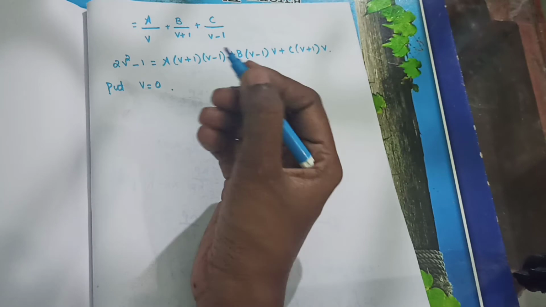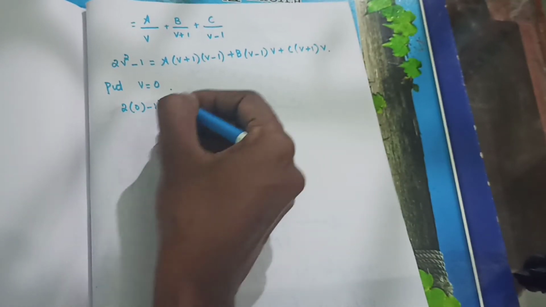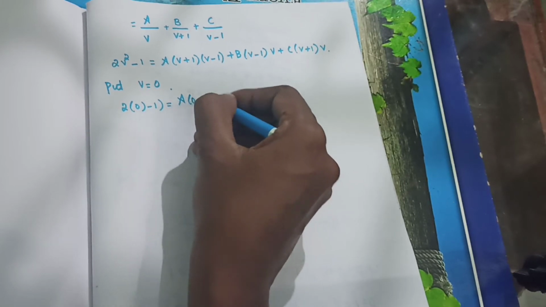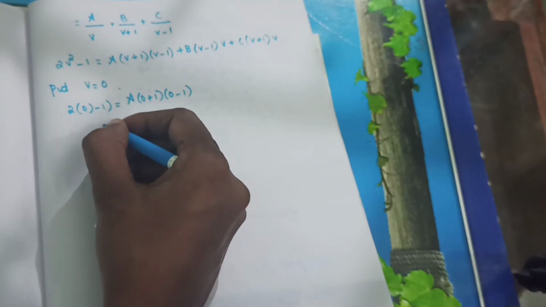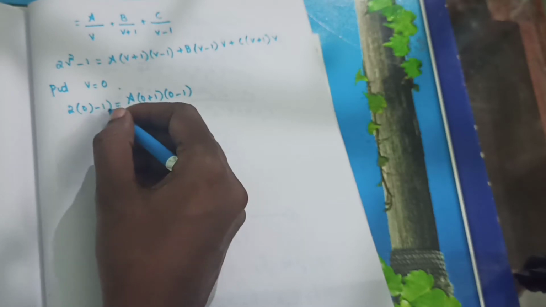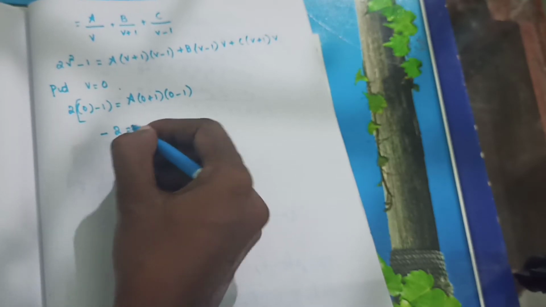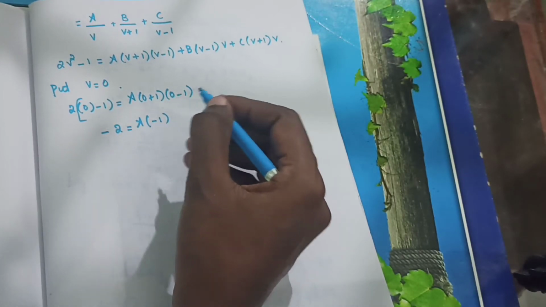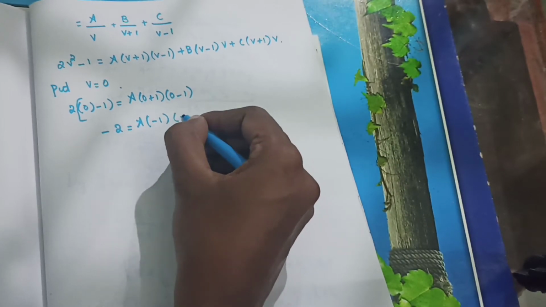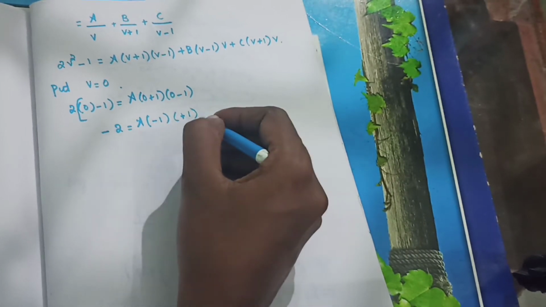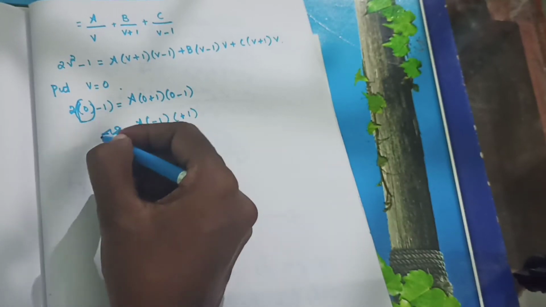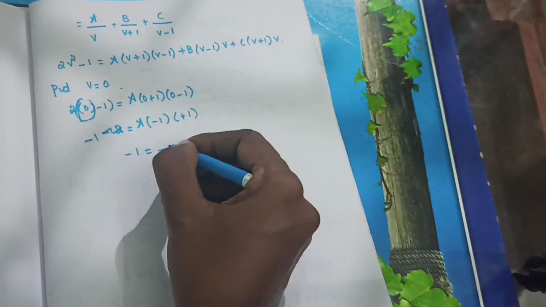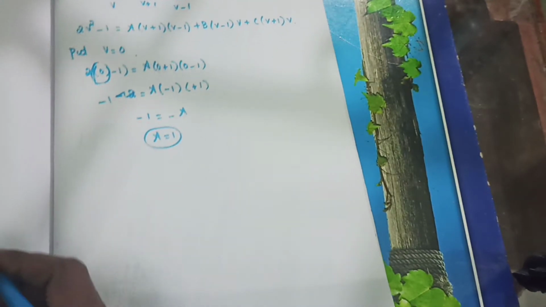Put v equal to 0. In the place of v substitute 0. 2 into 0 minus 1 is equal to a into (0 plus 1)(0 minus 1). This term v will be 0, so these terms will be 0. So 2 into 0 minus 1 is minus 1. Plus 1 is there, minus 1 is there, correct? If you are multiplying, 2 into 0 is 0, minus 1, so here also minus 1. So minus 1 is equal to minus a. So a is equal to 1. So the answer for a is equal to 1.